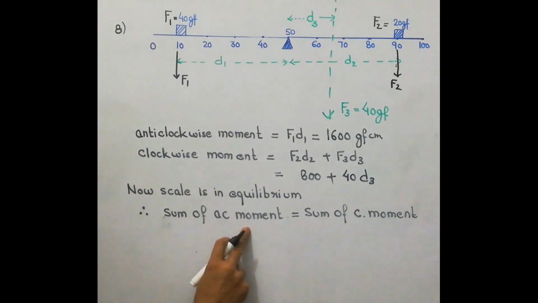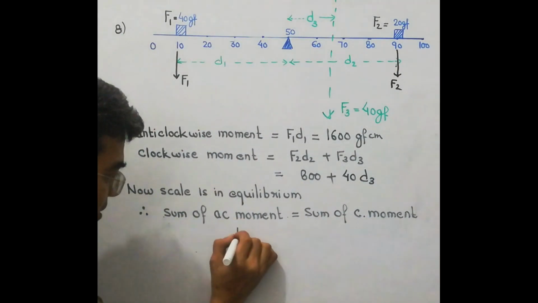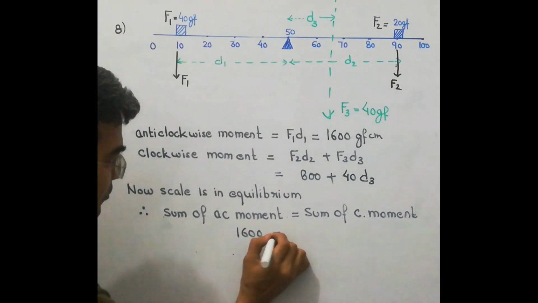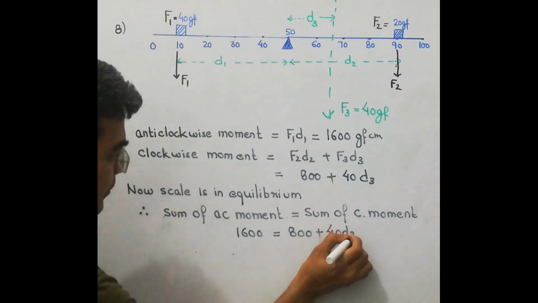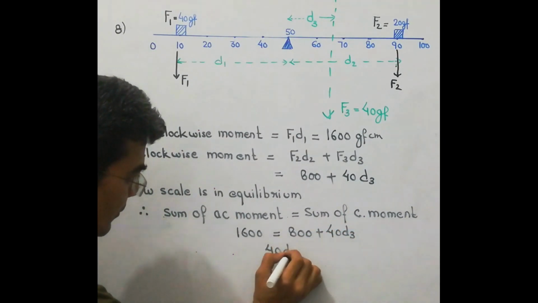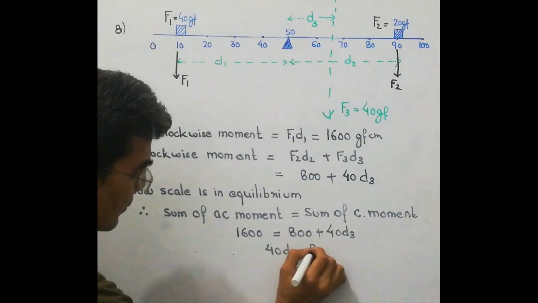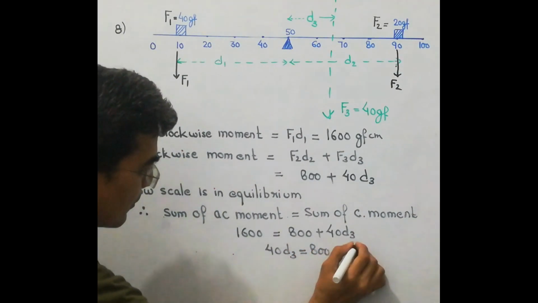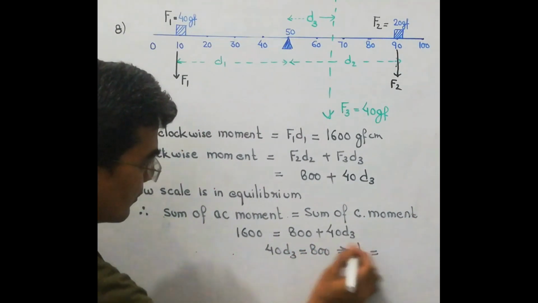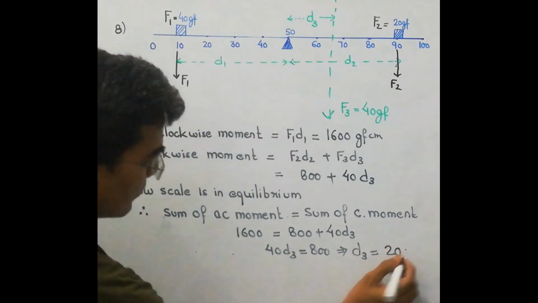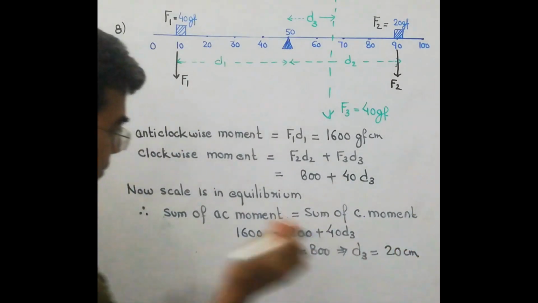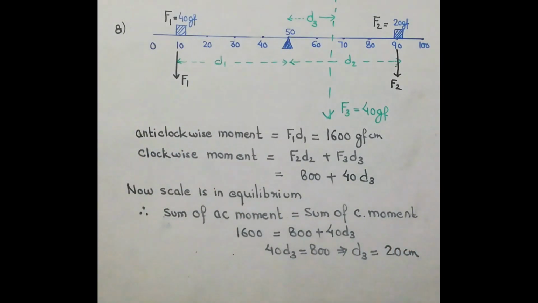So the sum of anti-clockwise moment. Anti-clockwise moment is 1600. That will be equated with the clockwise moment. So we have got the position for D3 as 20 centimeter.